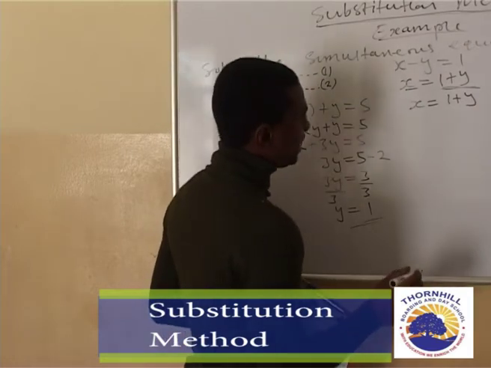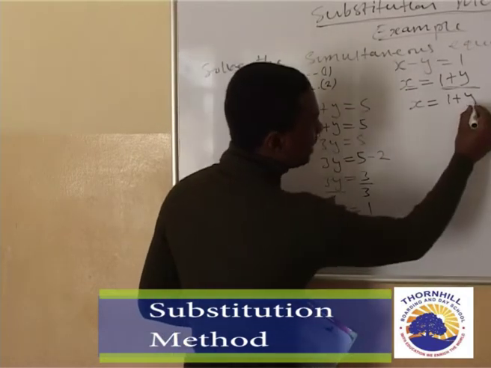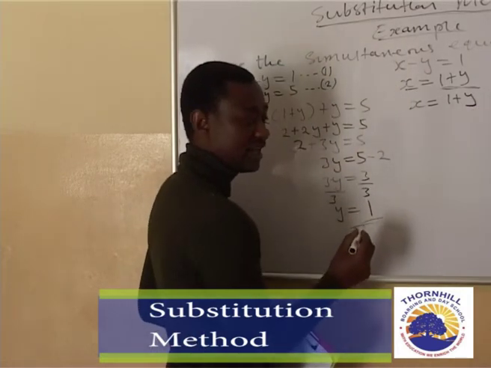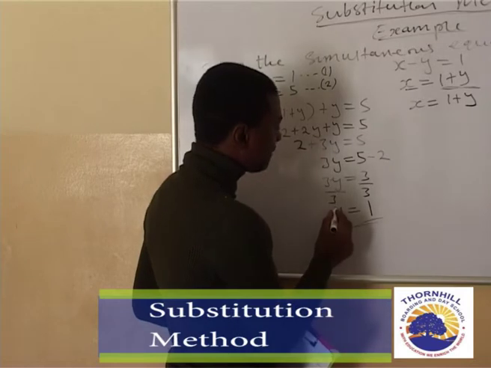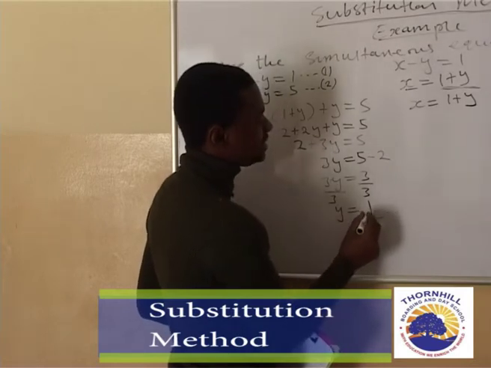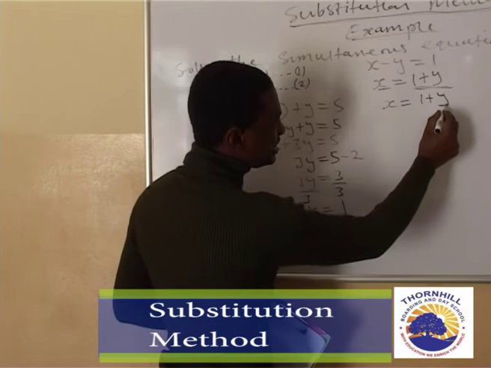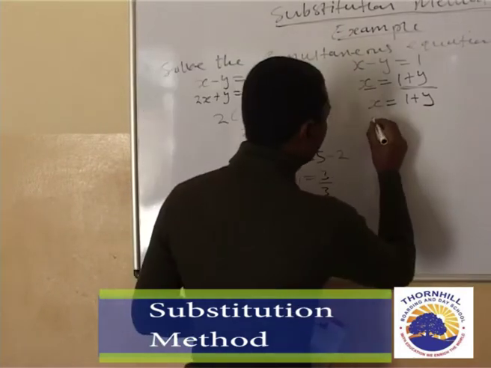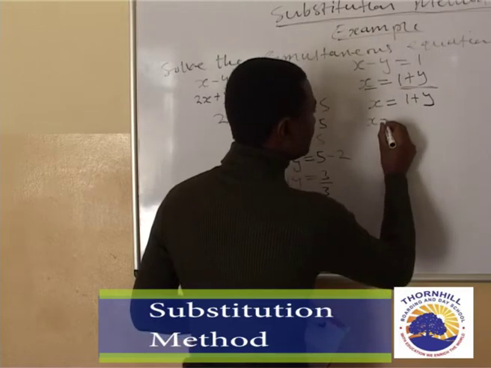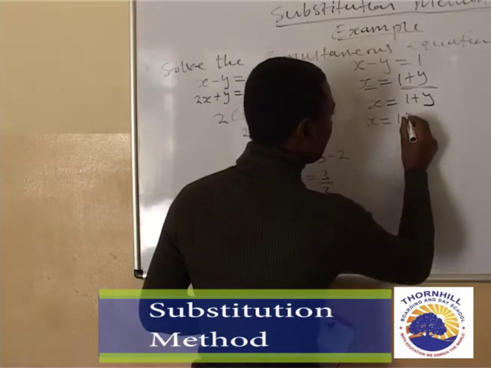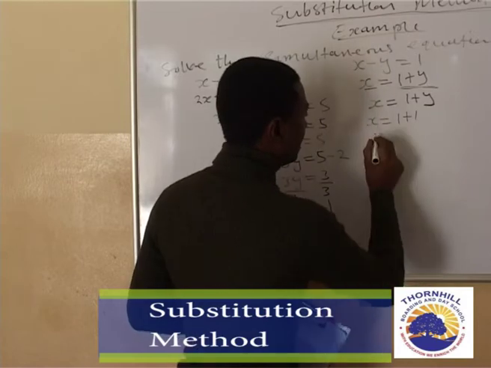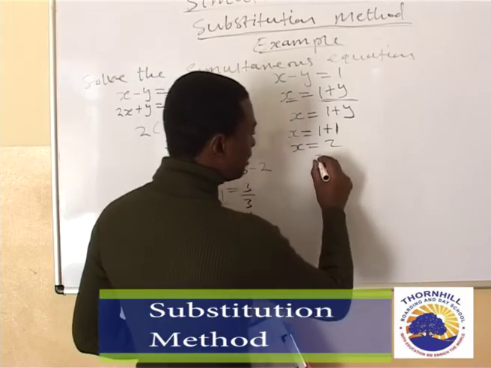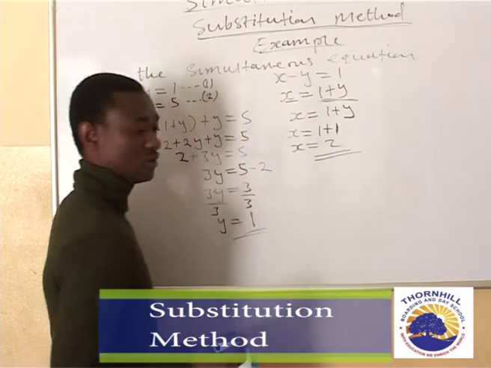Now, to find the value of x, where there is y, we're going to put 1. The reason is simple: the value of y in this case is 1. Therefore, where there is this y, we're going to put 1. We're going to substitute. Therefore, it's going to become x is equal to 1 plus 1. When we add, therefore, the value of x is equal to 2.